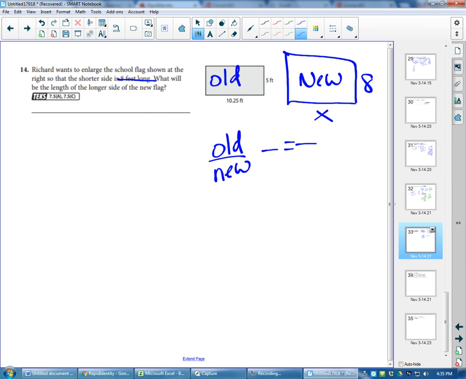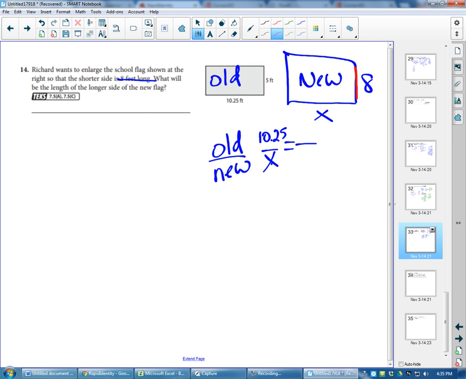Since this is the original, we can call it old. This is the new. That can be our key. So we know X has to be part of it, right? And that's part of our new rectangle, so we put it on the bottom. X corresponds to the old 10.25, right? What's our other pair of sides we know? We already used that one.